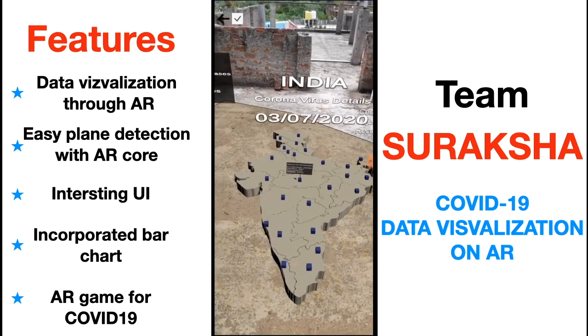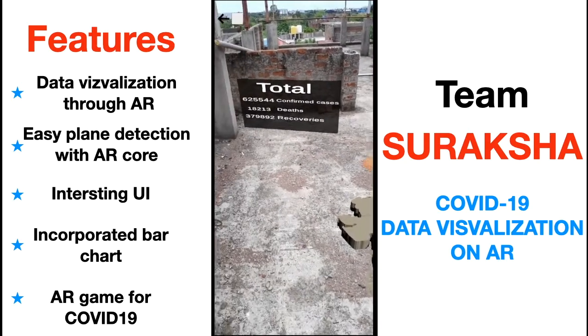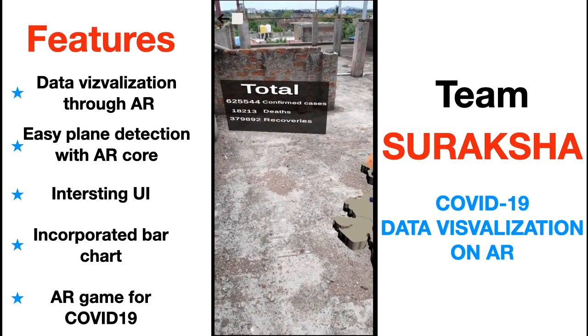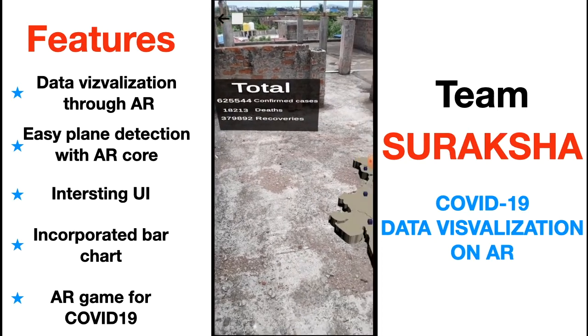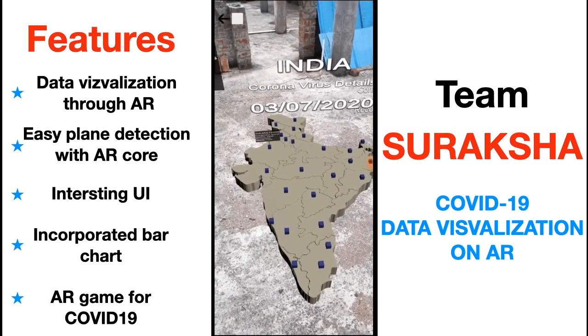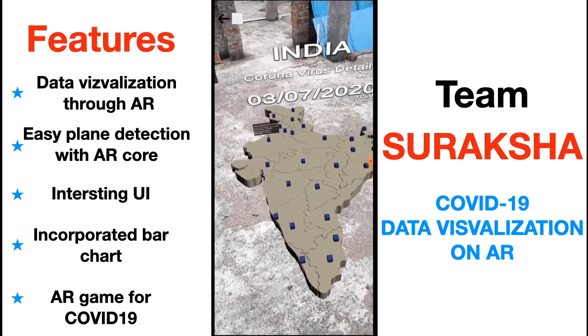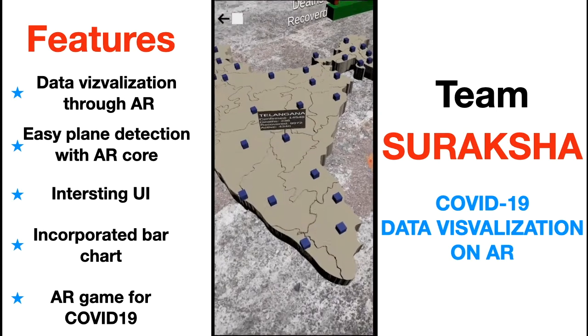Okay guys, now you can see the total number of cases, that is 6 lakh, and deaths and recoveries similarly. So in this map I have placed blue cubes over each and every state. Now if you move your camera to the cube, you can see the particular state data.